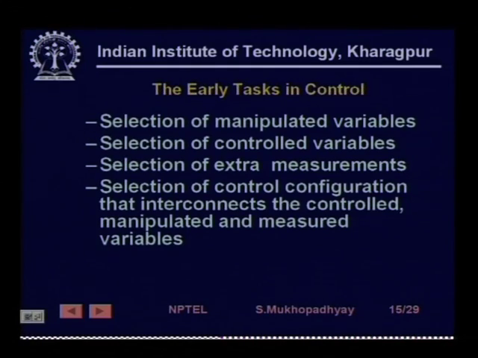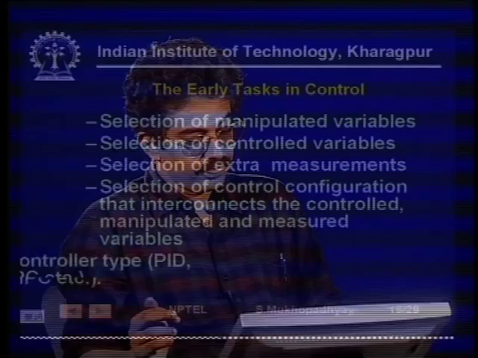Selection of control configuration, that is, how you are going to connect the controllers and the sensors. Are you going to connect them in cascade with feedforward, or use some special features like the Smith predictor? These need to be done.